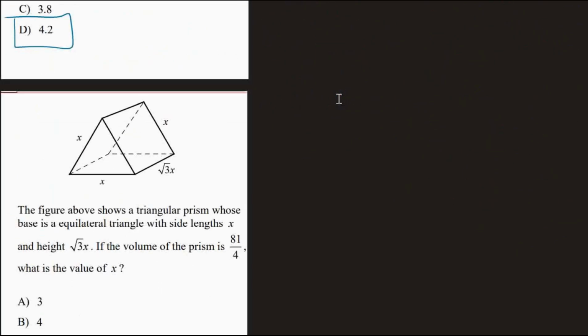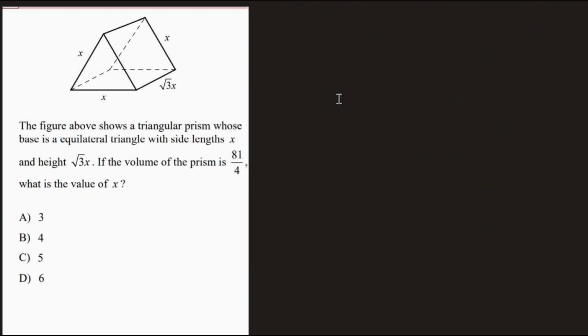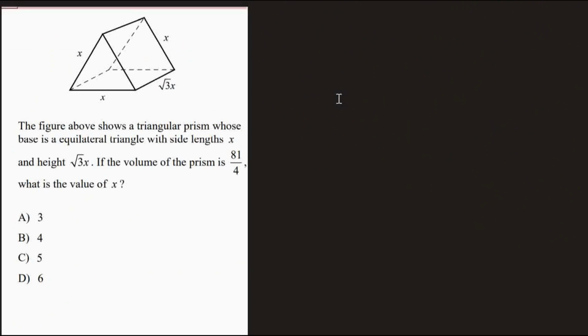Next, we will see the next question. We may stop for a while for practice and we can see the discussion together. The figure above shows a triangular prism whose base is an equilateral triangle with a side length of x and height square root of 3 x times x. If the volume of the prism is 81/4, what is the value of x?